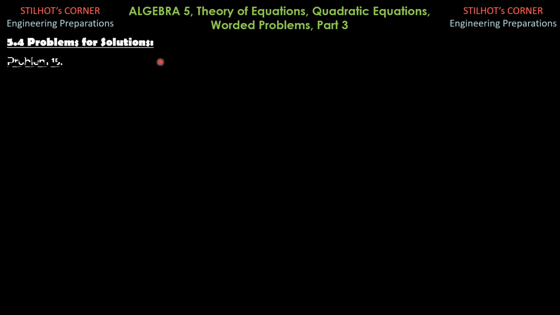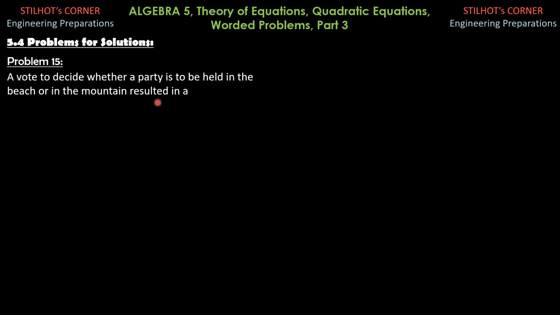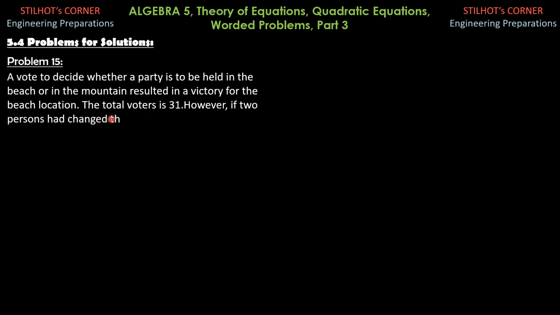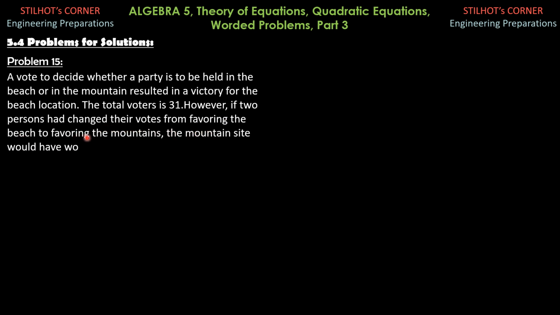So this is problem 15. A vote to decide whether a party is to be held in the beach or in the mountain resulted in a victory for the beach location. The total voters is 31. However, if two persons had changed their votes from favoring the beach to favoring the mountains, the mountain side would have won by one vote. How many of the group were favoring the beach location?